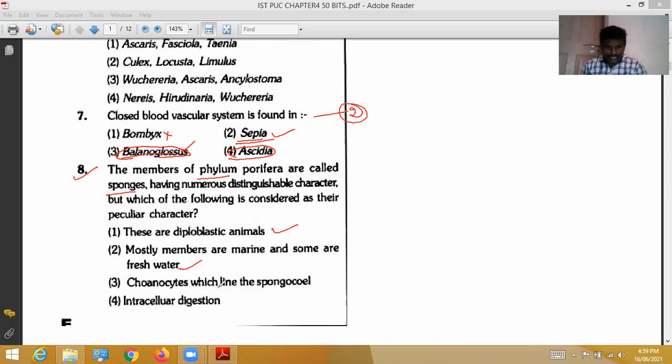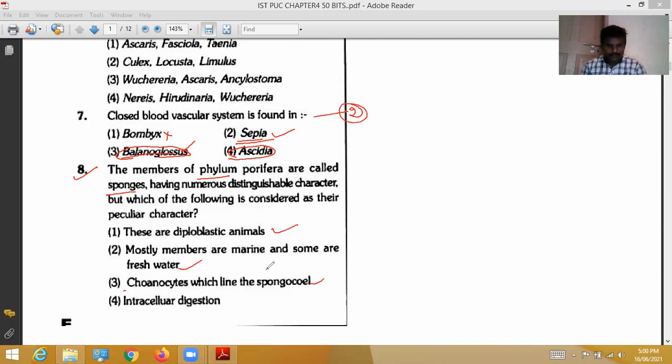Third, choanocytes, which line sponges? It is correct. Actually, inside of the sponges, there is a central canal system, and that is lined by choanocytes. Choanocytes are collar cells or special flagellated cells that line the central cavity. It is a peculiar character. It can be located only in sponges.